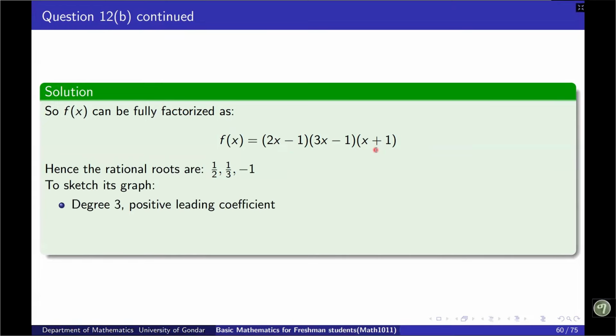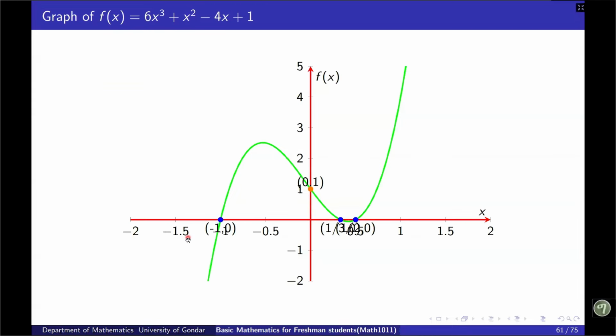To sketch the graph, the degree is the usual one, that's simply 3 with a positive leading coefficient. The roots are minus 1, 1 over 3, and 1 over 2, which are the expected x-intercepts of the graph of the given function. The y-intercept is the point at which x is 0, so that f of 0 is 1, giving the point 0, 1. Therefore 0, 1 is the y-intercept. And when we put this information on the Cartesian coordinate system, the graph will look like this one. The y-intercept is this one, that's simply 0, 1.